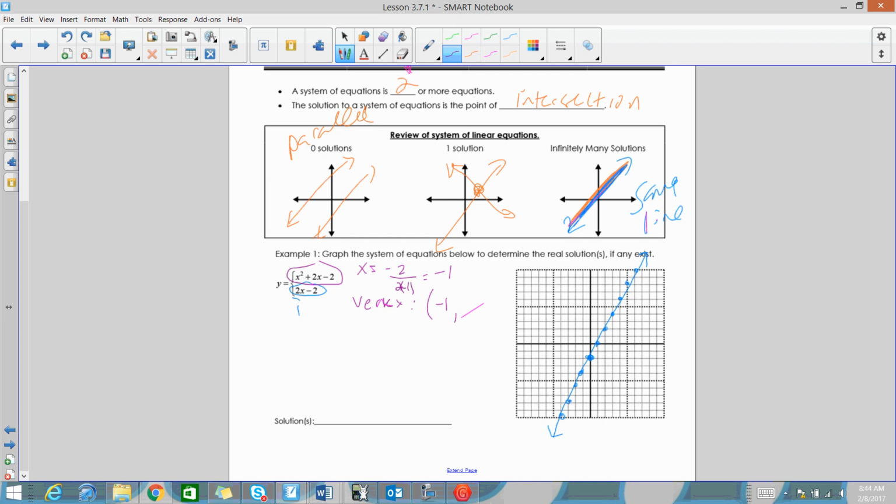So -1 comma something. So to find your y value, you can put your -1 back in, and you're going to simplify. So -1 squared is 1, and then 2 times -1 is -2, and then -2. So 1 minus 2 minus 2 is -3. So our vertex is -1, -3, which is right about here.